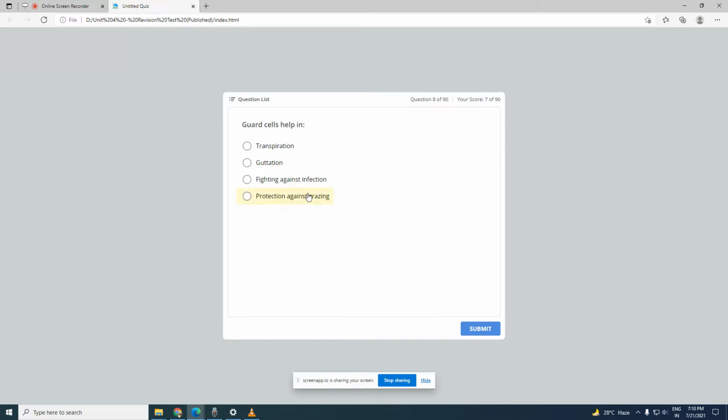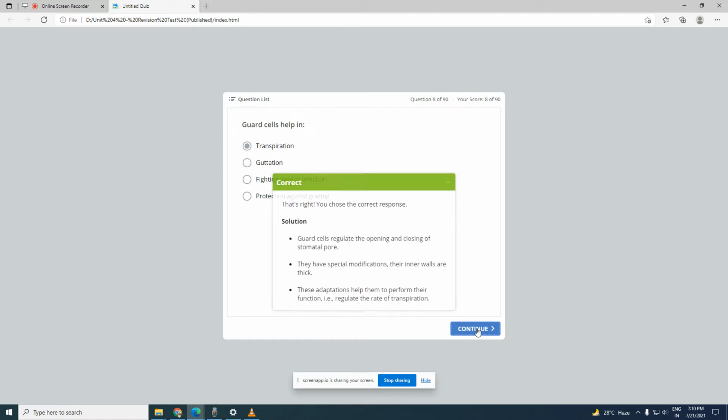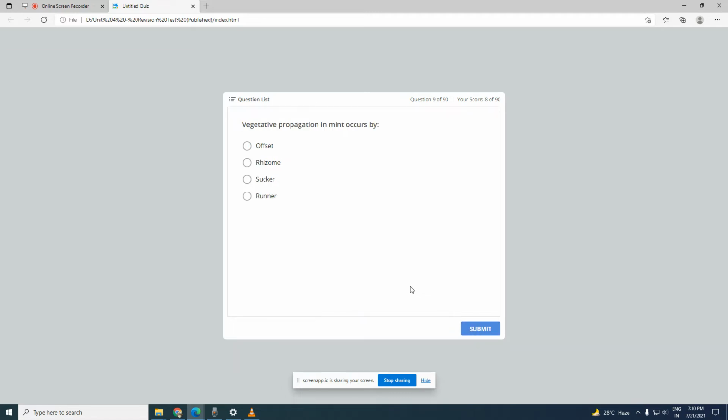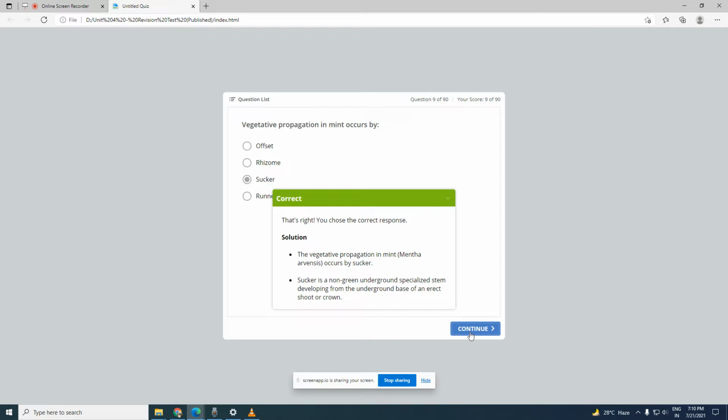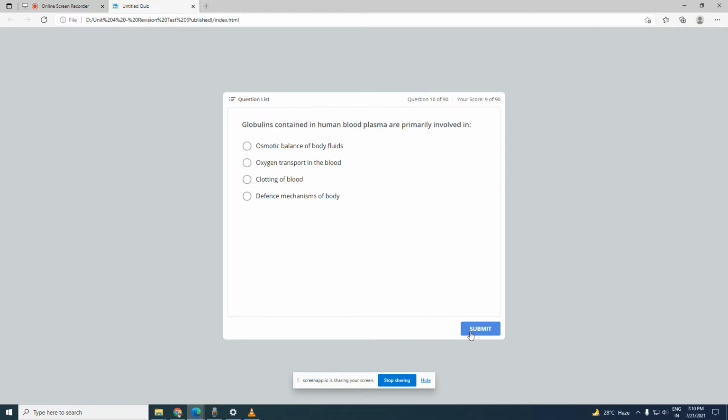Once again, option A is the right answer, transpiration. Okay, let's go to the next one. Vegetative propagation in mint occurs by offset, rhizome, sucker, runner. A, B, C, D. Okay, sucker is the right answer. Let's go to question number 10.